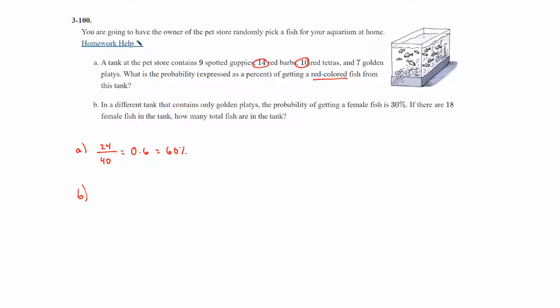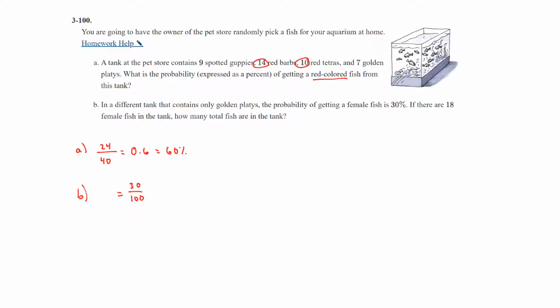Part B, in a different tank that contains only golden pleiades, the probability of getting a female fish is 30%. If there are 18 female fish in the tank, how many total fish are in the tank? So there are definitely different ways to look at this. I'll just show you one way. The probability of getting the fish is 30%. So if we know what the probability is, that's 30%, or if you want to do it as a fraction, that's fine too. So 30 out of 100.